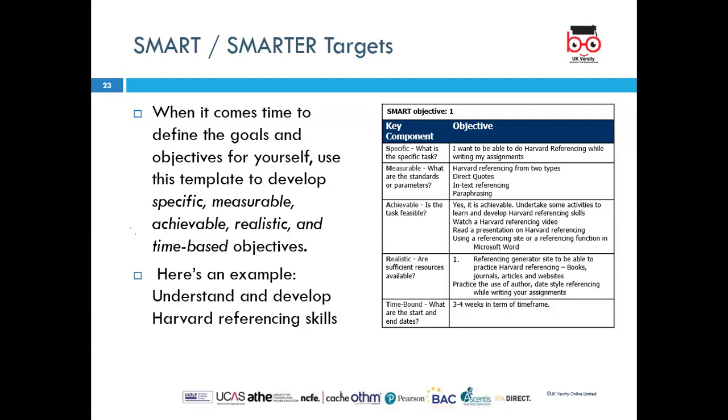Realistic, again: is it realistic? Does it make sense? Do I have the resources that are sufficient? Does it make sense, what I'm doing and what I plan to do? And time bound, again: give it a start and an end date. If you do not do that, you're going to struggle in that aspect.